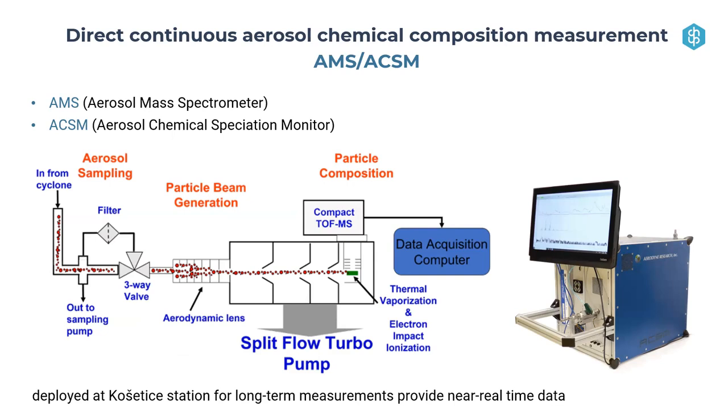The aerosol particles enter the setup through this inlet here. Then they go through this aerodynamic lens that focuses the beam of the particles into this cell. Here they're ionized by a tungsten wire and vaporized by a hot plate, and then go through the time of flight cells into the detector. Both of them are currently deployed at the Košice measuring station, providing near real-time data.